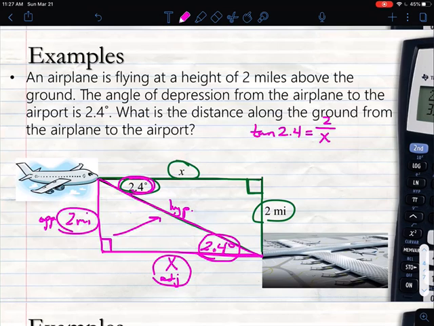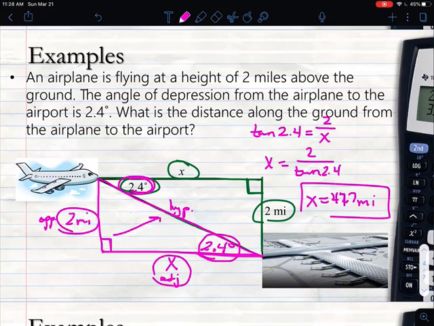So knowing which trig ratio to use for opposite and adjacent, and then making sure we put opposite over adjacent. Now, since x is on the bottom, we divide. So I'm going to take 2 divided by tangent of 2.4, and that's where we plug into our calculator. So 2 divided by tangent of 2.4, and we end up with an answer of 47.7 miles. So the airplane is 47.7 miles along the ground away from the airport.